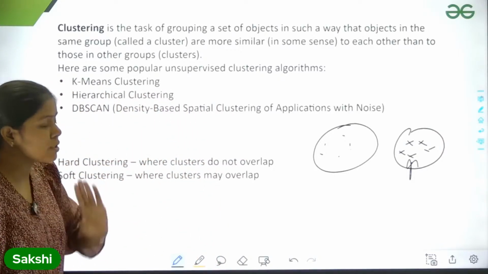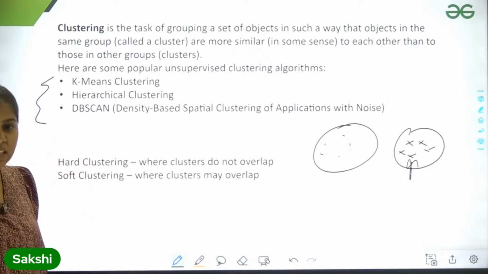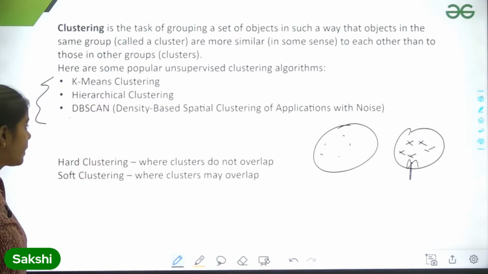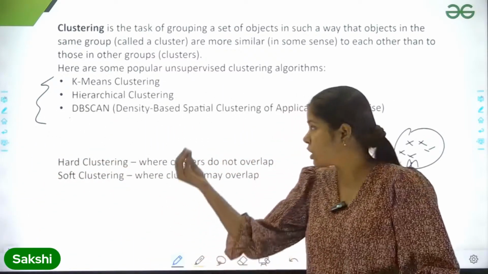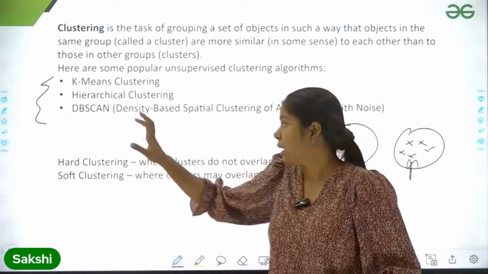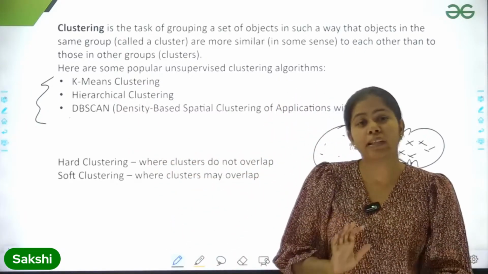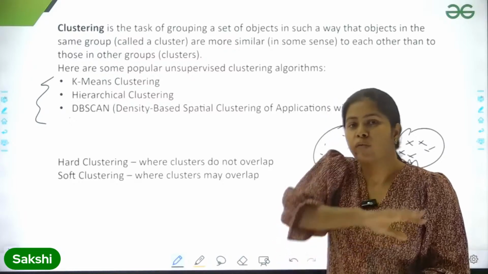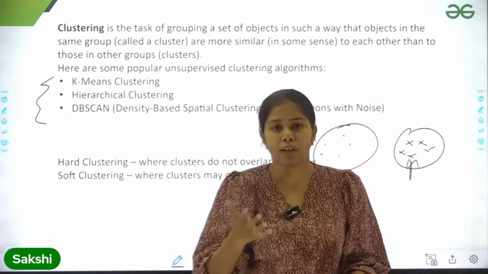Here are some popular unsupervised learning algorithms: k-means, hierarchical clustering, DBSCAN. So in this session, what will we do? First, we'll understand how k-means works, and then we'll see some questions on k-means. Then we'll see why k-means does not work for all problems, and why we need another clustering algorithm if I already have one algorithm, that is k-means.